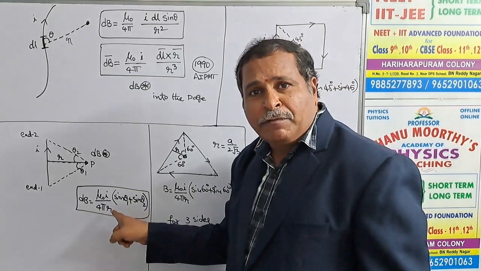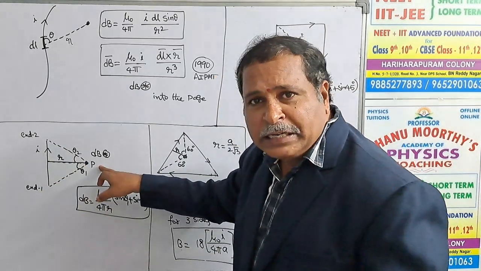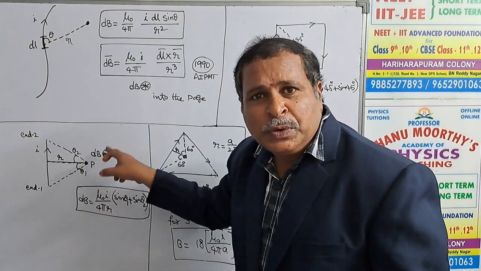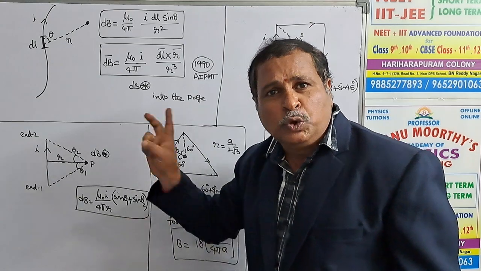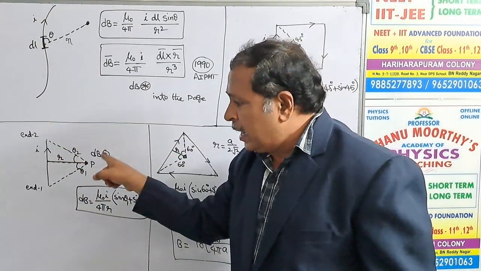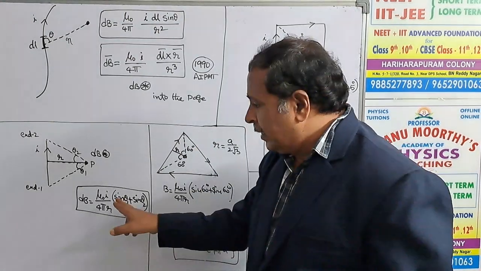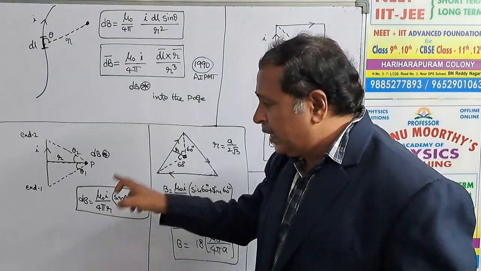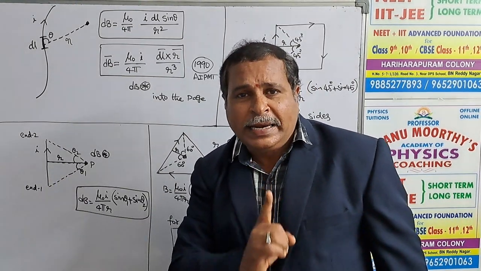The magnetic induction formula is mu naught I by 4 pi r. End 1 makes an angle theta 1, and end 2 makes an angle theta 2 at the point. Then the total induction at this point has 2 contributions: due to end 1, one induction, and due to end 2, another induction. Both inductions are into the paper. That's why we add those two: sin theta 1 plus sin theta 2. This is the net magnetic induction due to a current carrying straight wire of finite length.